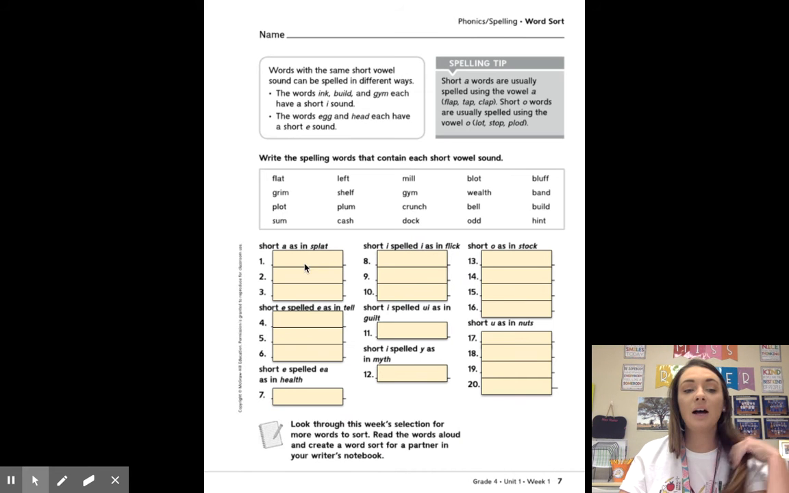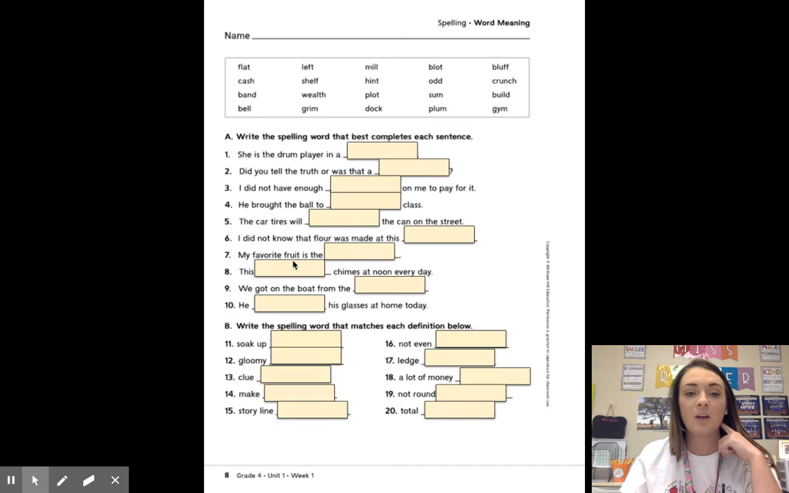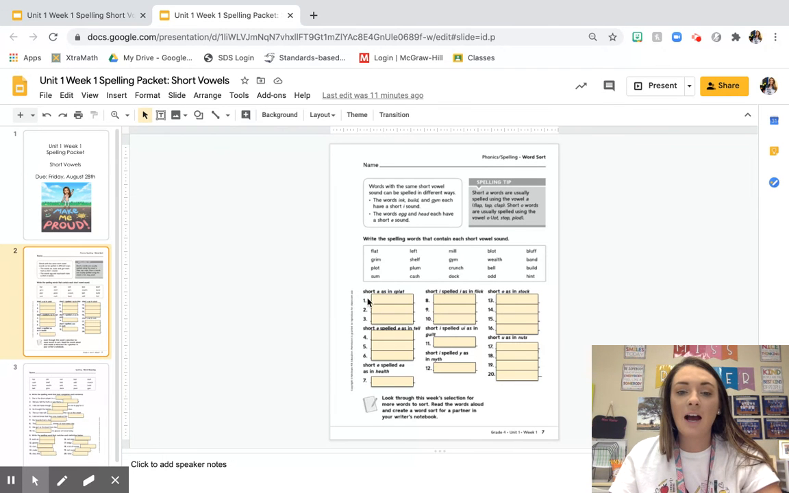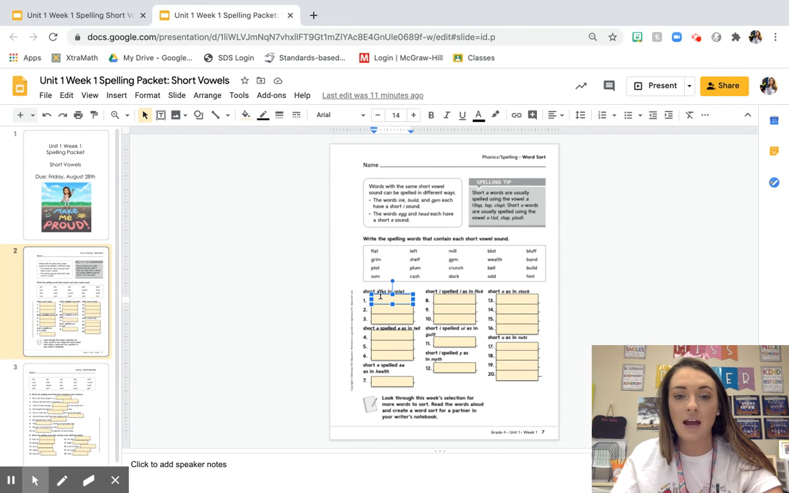Then you're going to come up to this page. So what you're going to do is first you're going to organize them. So for example, sorry, I went back to the wrong page. So for example, if I am looking for a short A sound, as in splat, I'm going to find a word on my list that goes with that pattern. So I'm going to go my first word, flat. That has an A in it. So I'm going to click on my text box, then I'm going to type flat into there. And I'm going to keep going through this page looking for the words that are spelled like the example.